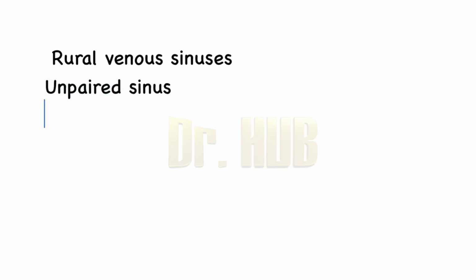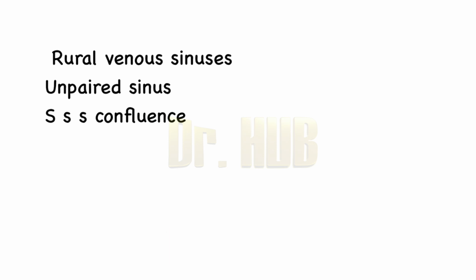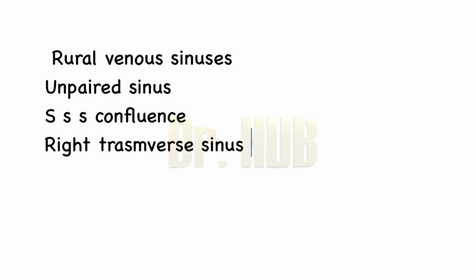Dural venous sinuses. The first one being the unpaired sinus. So you have the unpaired sinuses. The first one is the superior sagittal sinus, short-written as SSS. Superior sagittal sinus, at the confluence of the sinuses, continues as the right transverse sinus. So the superior sagittal sinus continues as the right transverse sinus.